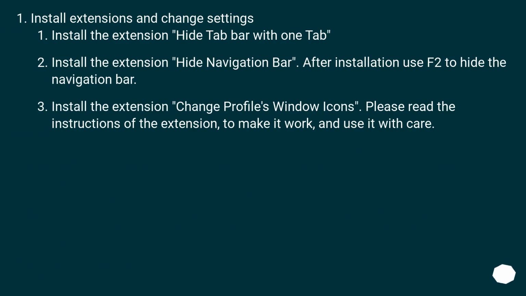Install extensions and change settings. Install the extension Hide Tab Bar with One Tab. Install the extension Hide Navigation Bar. After installation, use F2 to hide the navigation bar. Install the extension Change Profiles Window Icons. Please read the instructions of the extension to make it work and use it with care.